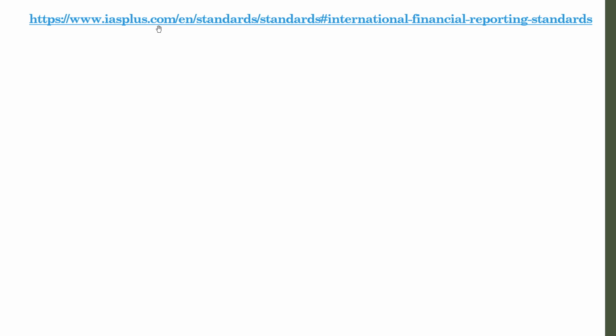www.iasplus.com is a site where the standards issued by the IFRS are updated daily. So just go through the site, and you will get detailed information about the various standards issued under IFRS until now.